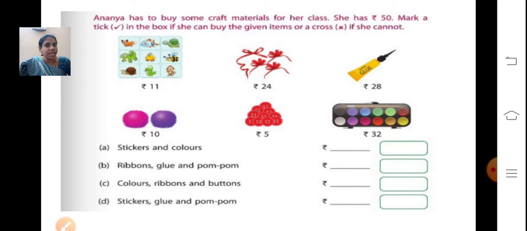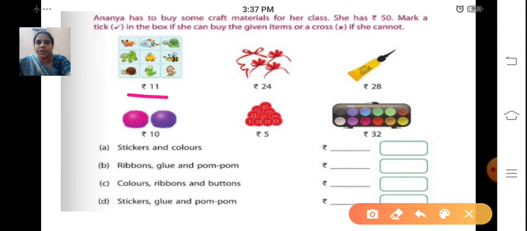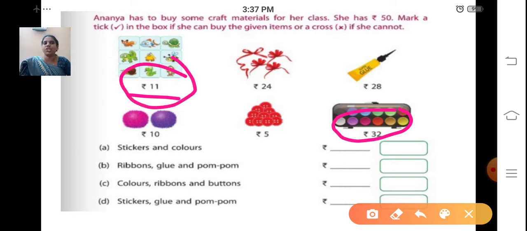Now, Ananya is going to buy. How much money is she having now? 50 rupees, isn't it? First we'll see stickers and colors. Just see how much the stickers and colors cost. Yes, 11 rupees for stickers and colors 32 rupees. Just add both these things. 32 plus 11.